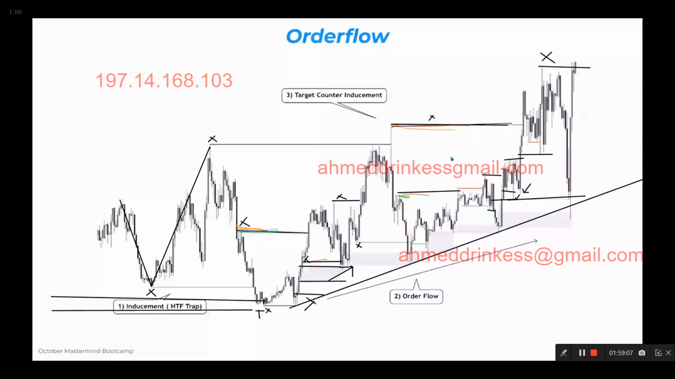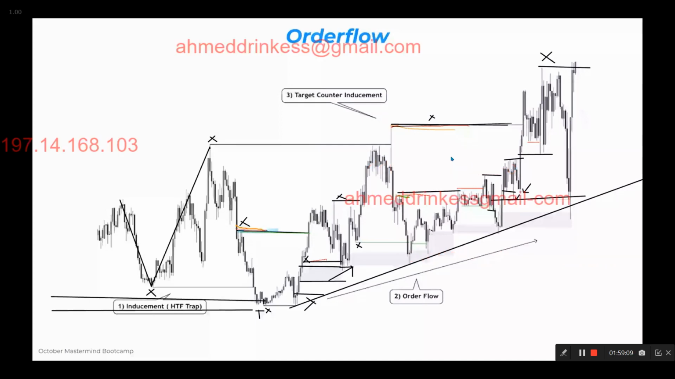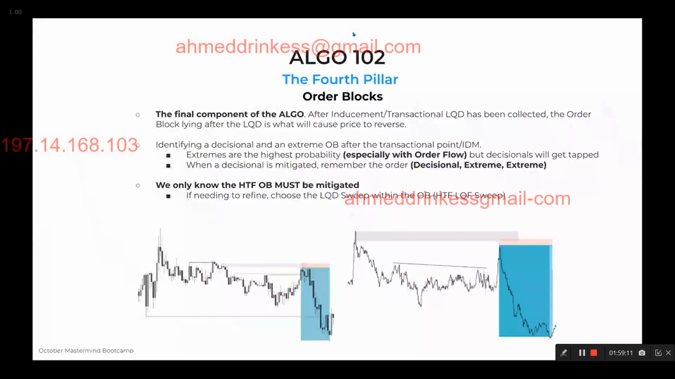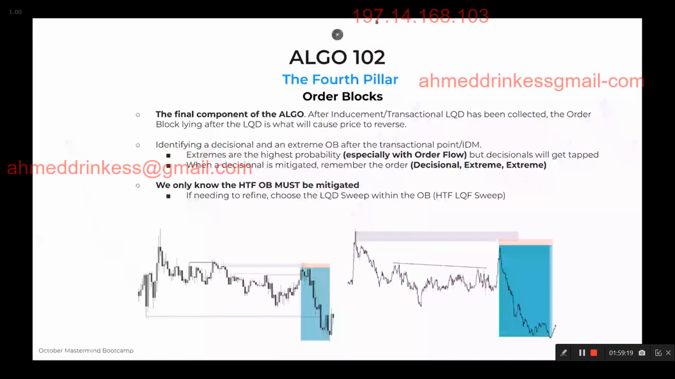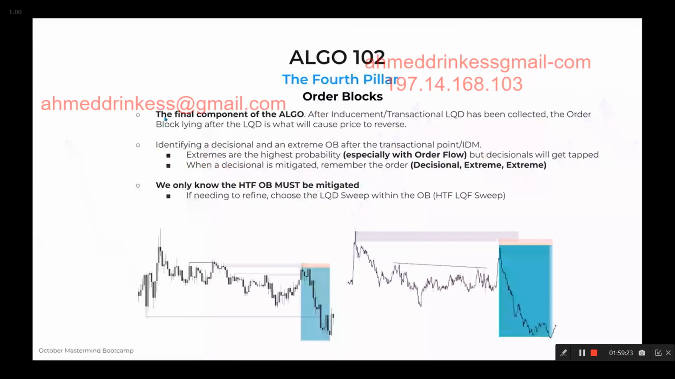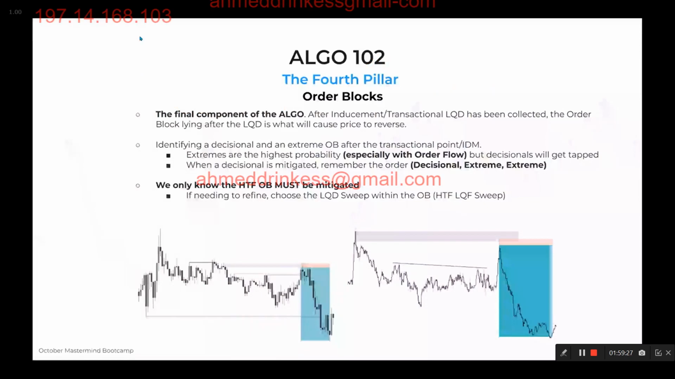And guys, the last one is just this. The fourth pillar are just going to be other order blocks. It's the final component. Now, order flow and order blocks are one and the same, but order flow is the consecutive mitigation of order blocks, and order blocks themselves don't need to follow order flow.